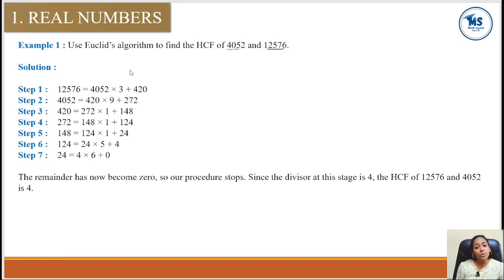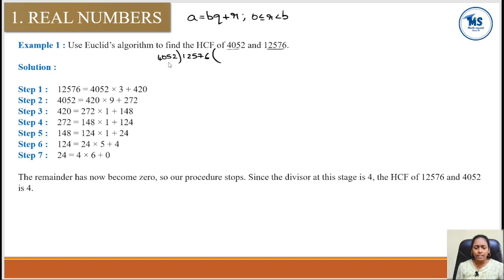What is Euclid's lemma again? Euclid's lemma says that if you have any two numbers a and b, then you can write a in the form a = bq + r, where q and r are unique and 0 ≤ r < b. Here I'll apply Euclid's lemma to our given two numbers, 4052 and 12576, and perform the division like this.